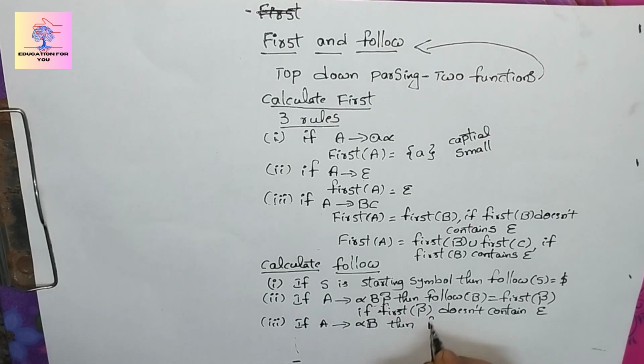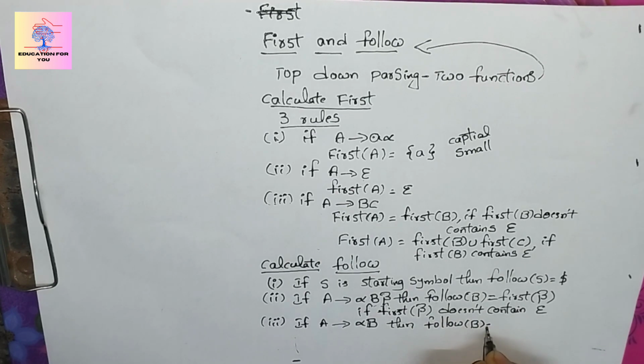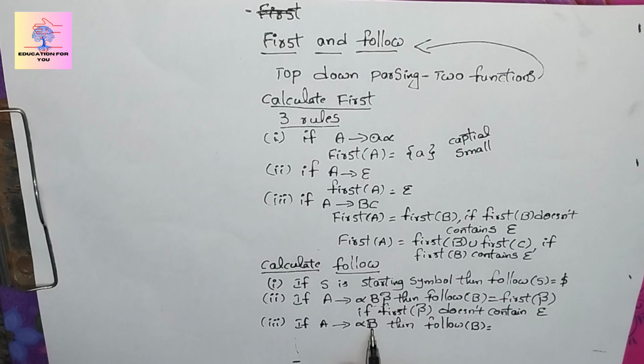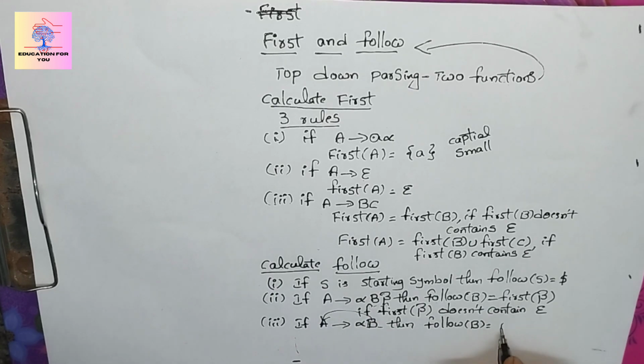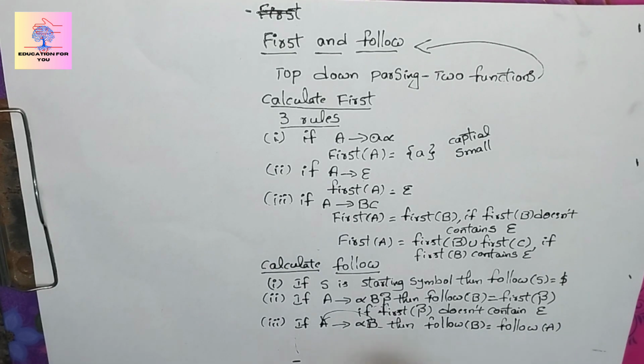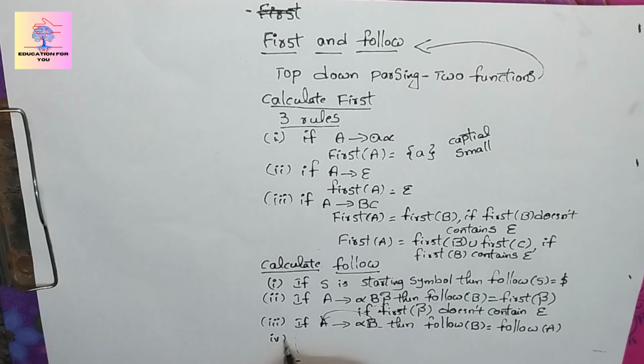Then follow of B can become follow of A, so who is following B here? Nothing is there, right? At that time follow of B can become follow of A. Okay, and a fourth rule is also there. Four rules are there to calculate the follow.